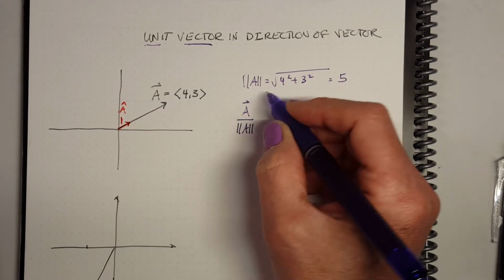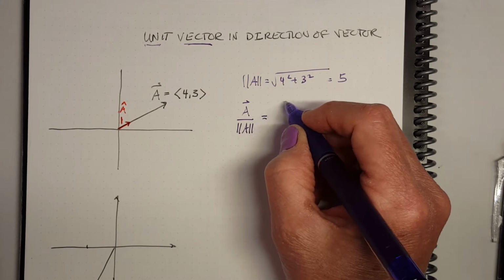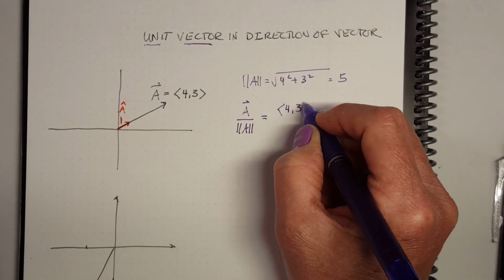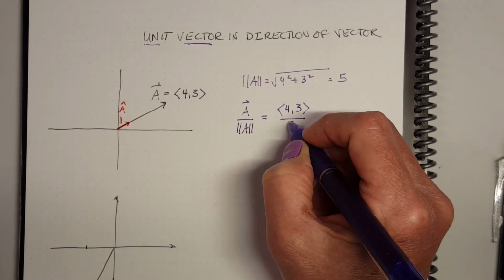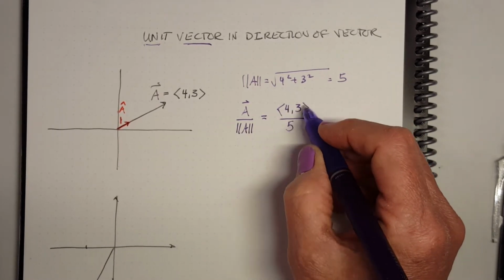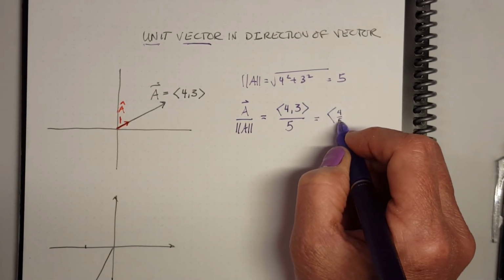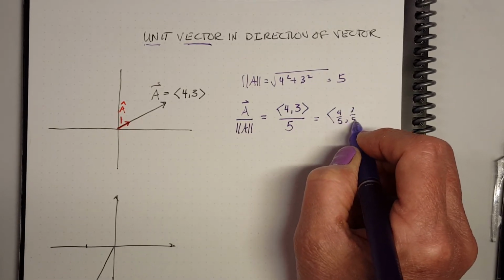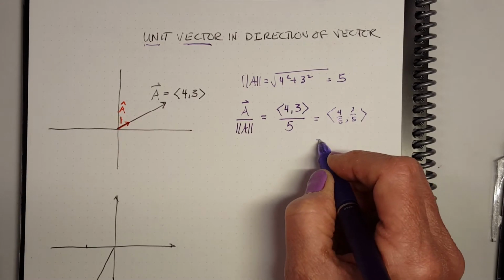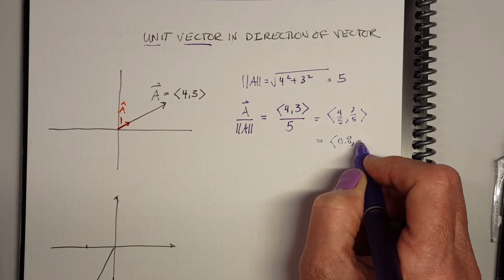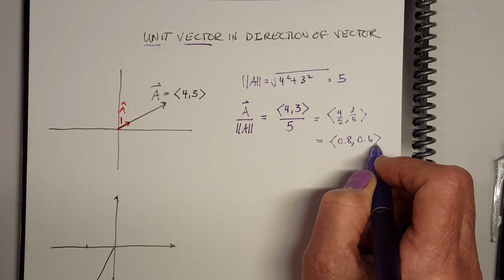Now, anytime you see vector A, you can rewrite that as its component form. So we're going to take <4, 3>, and we're going to divide it by 5. And so the 5 goes into both of those components, and we get 4/5 and 3/5. Or if we wanted to write it as a decimal, we could. These are terminating decimals, 0.8 and 0.6.